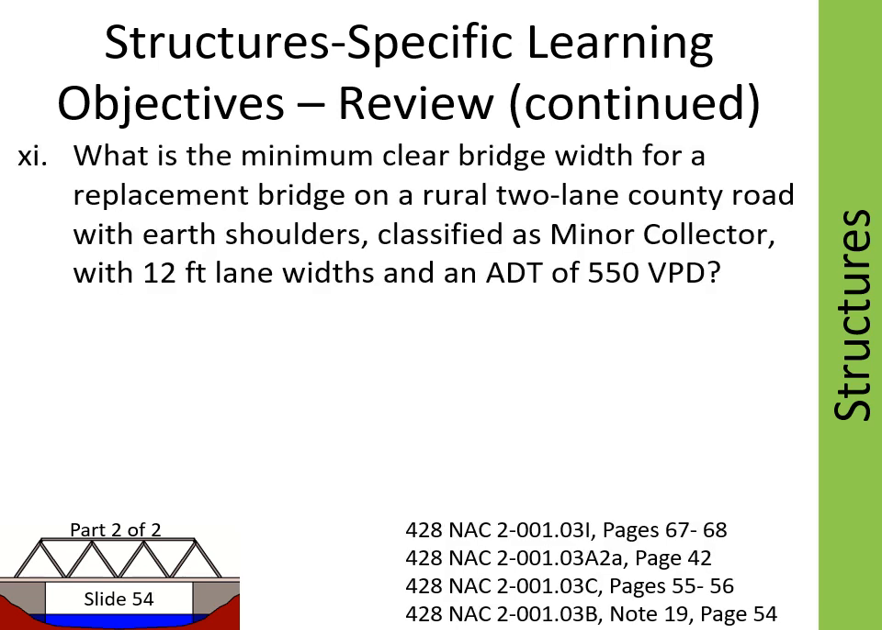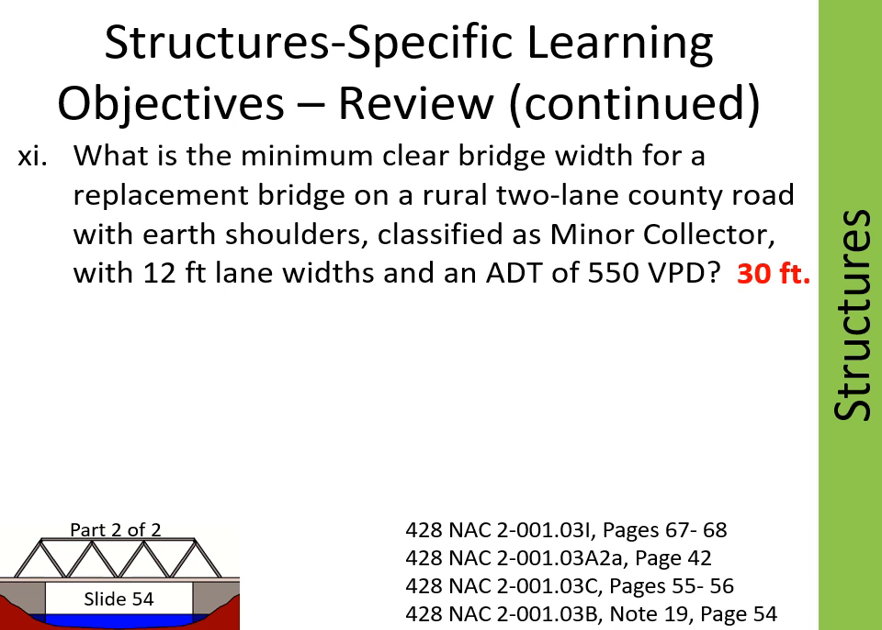Question 11. What is the minimum clear bridge width for a replacement bridge on a rural 2-lane county road with earth shoulders, classified as minor collector with 12-foot lane widths and an ADT of 550 vehicles per day? The answer is 30 feet minimum clear bridge width. The national functional classification is minor collector in a rural area. Therefore, the correct table is table I, starting on page 67, and the bridge standards are on page 68.